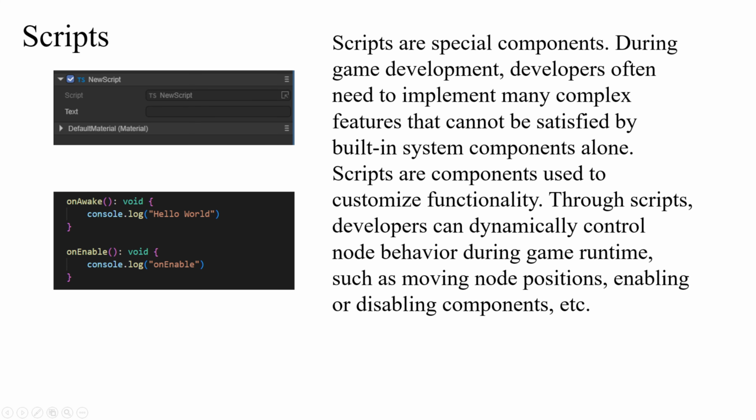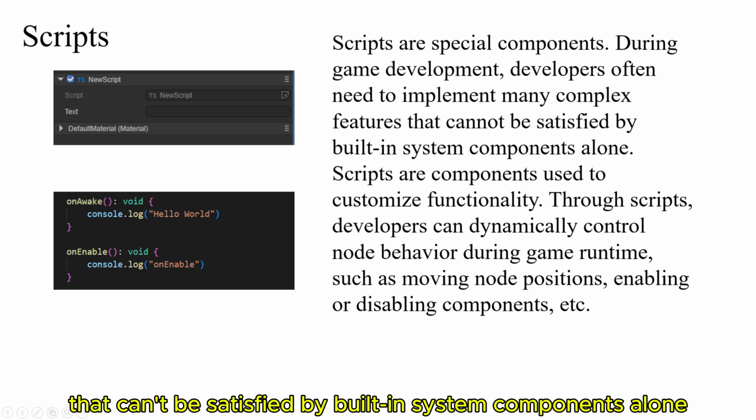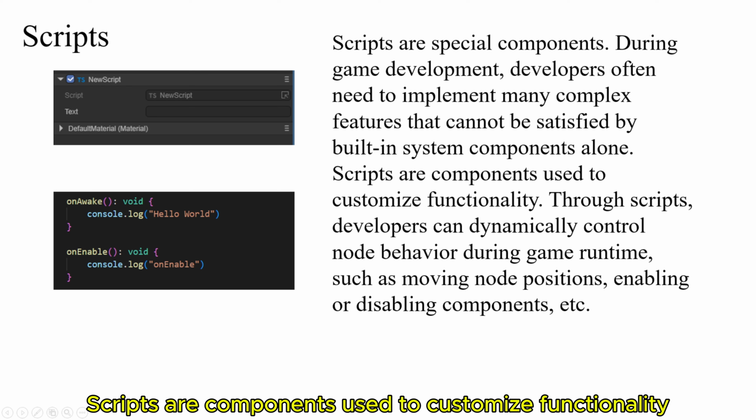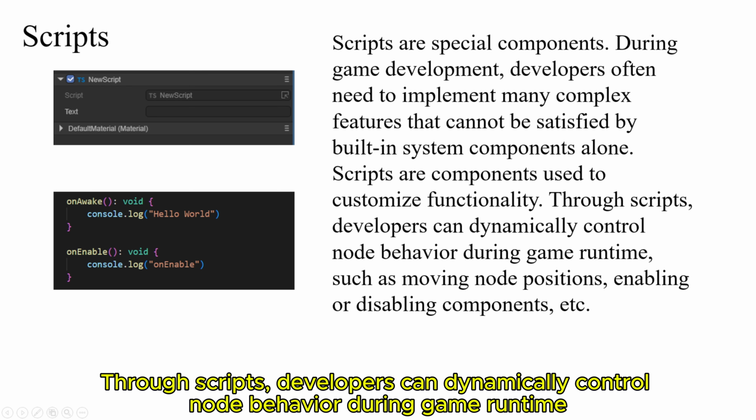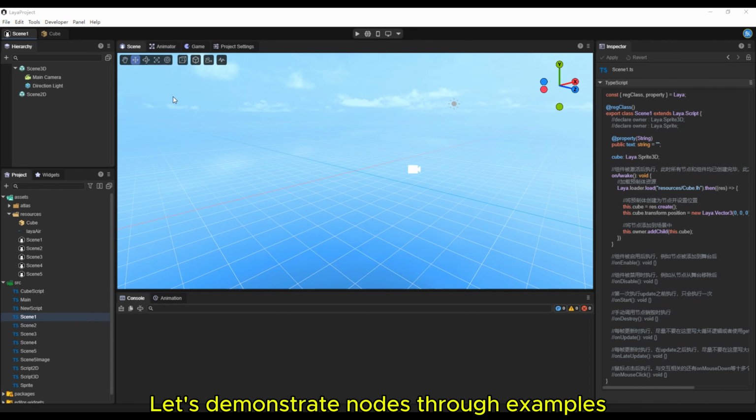Next are scripts. Scripts are special components. During game development, developers often need to implement many complex features that can't be satisfied by built-in system components alone. Scripts are components used to customize functionality. Through scripts, developers can dynamically control node behavior during game runtime, such as moving node positions, enabling or disabling components, etc. Let's demonstrate nodes through examples.